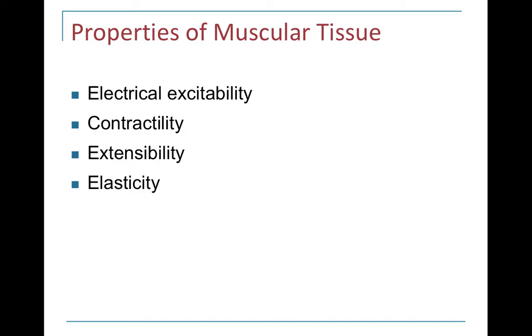Muscular tissue has a few properties. It is electrically excitable. We had one other tissue in our 4 main tissue types that was electrically excitable. Please make sure that you remember that. It has contractility, extensibility, and elasticity. This will allow your muscle to contract and then actually return back, and it also allows it to stretch.